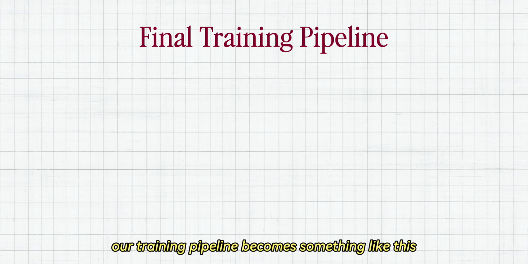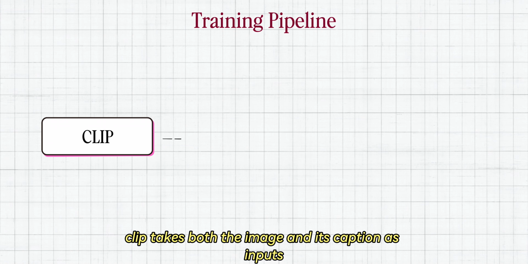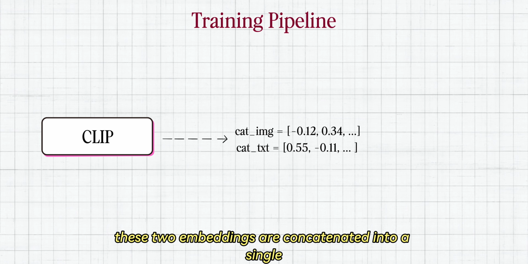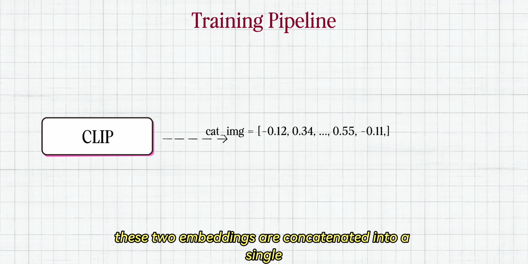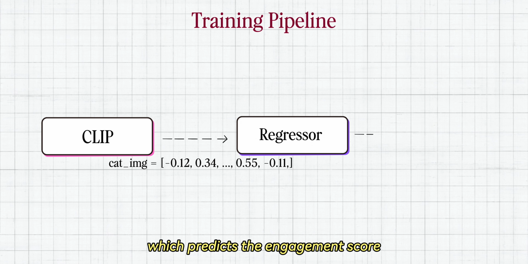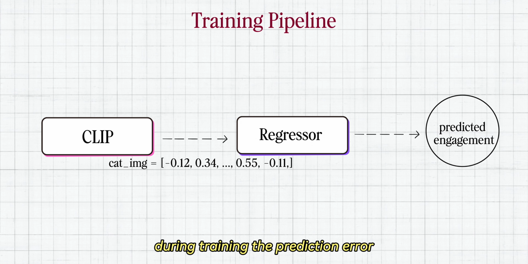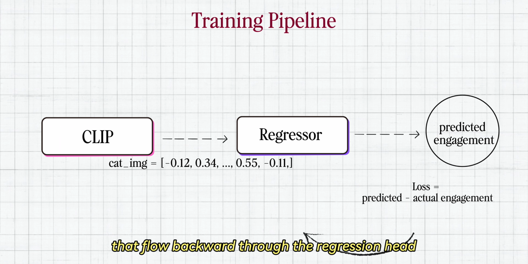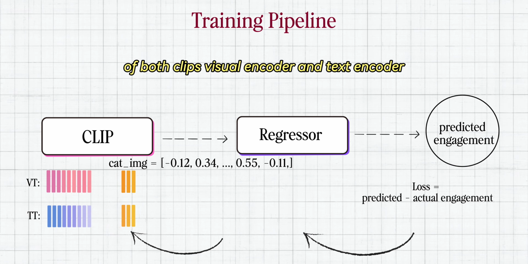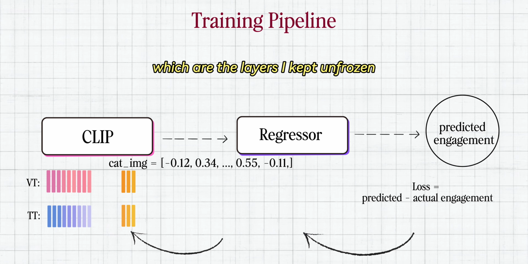And with that, our training pipeline becomes something like this. First, CLIP takes both the image and its caption as inputs, then creates embeddings for both the image and the text. Then these two embeddings are concatenated into a single multimodal feature vector and fed into the regression head, which predicts the engagement score. During training, the prediction error generates gradients that flow backward through the regression head and into the last three transformer layers of both CLIP's visual encoder and text encoder, which are the layers I kept unfrozen.